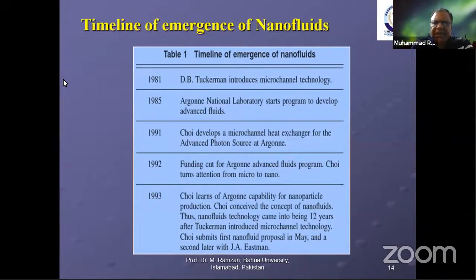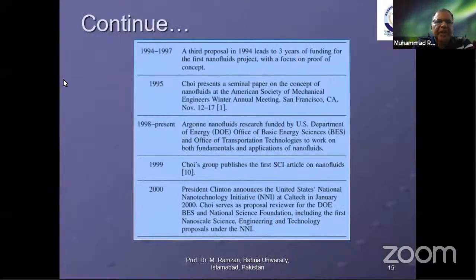In 1993, Masuda et al. measured thermal conductivity and viscosity of three different water-based nanosuspensions containing aluminum oxide, titanium hydroxide, and silicon hydroxide nanoparticles with a size between 1 to 100 nanometers. They reported that both the thermal conductivity and the viscosity of the water become greater after adding the nanoparticles. Between 94 and 97, a third proposal in 94 leads to 3 years of funding for the first nanofluids project with a focus on a proof of concept.